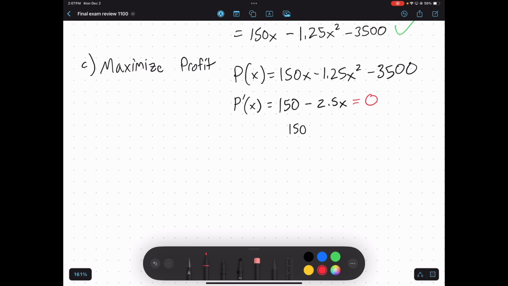So I get 150. Well, here, I'll walk through it. I add 2.5x to both sides, and I'm left with 150 equals 2.5x. Divide by 2.5, and I'm left with x equals 60.